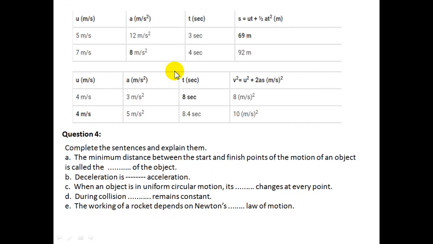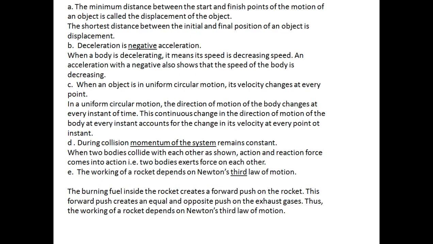Okay. Now, question number C. When an object is in uniform circular motion, it is called centripetal. Okay, its dash changes at every point. Centripetal force. Let me check what is the answer. When an object is in a uniform circular motion, its velocity changes at every point. In a uniform circular motion, the direction of motion of the body changes at every instant of time. This continuous change in the direction of motion of the body at every instant accounts for the change in its velocity at every point at the instant.